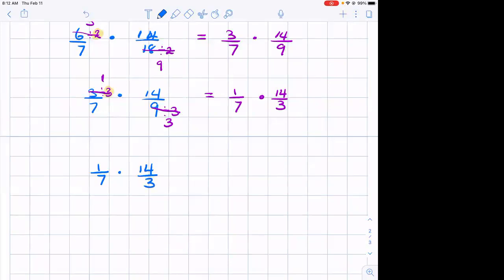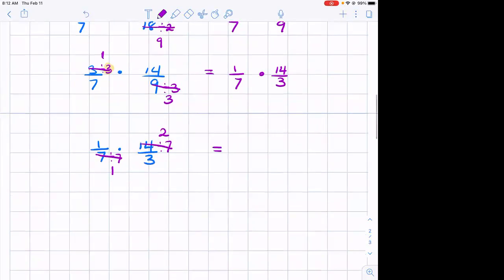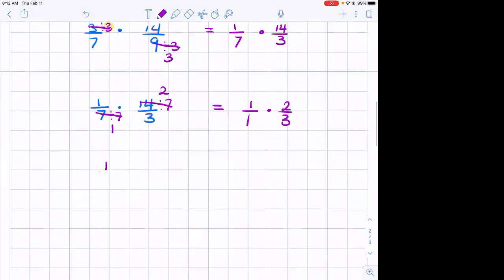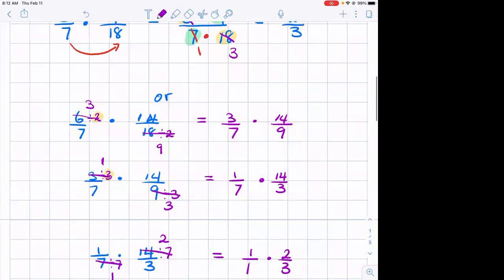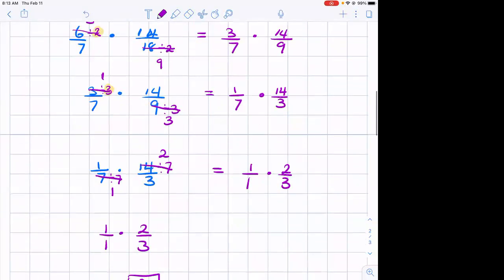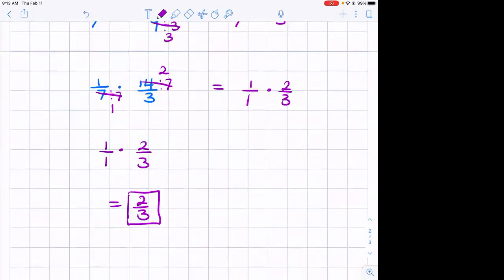And then if you look at this again, you can divide here by 7 and divide here by 7. So 7 divided by 7 is 1. 14 divided by 7 is 2. So that leaves you with 1 over 1 times 2 over 3. And if you multiply 1 over 1 times 2 over 3, this is equal to 2 over 3. So some of you know how to do what is called cross simplifying. So there are many ways that this can be done, well, a few ways.